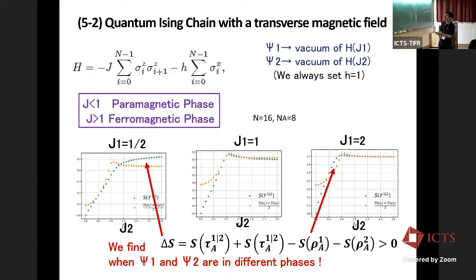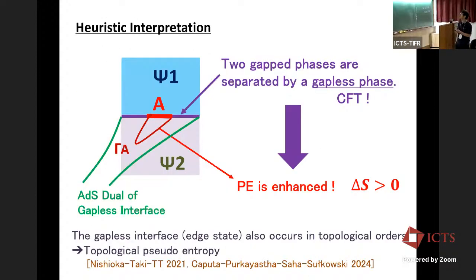You can see this explicitly. If we look at this, we set J1 equal 1/2, which is a paramagnetic phase, and J2 greater than 1. As you can see, this blue curve, the pseudo entropy, is larger than the average entanglement entropy. So this kind of phenomenon happens when we have two different quantum phases. We have a simple interpretation of this.